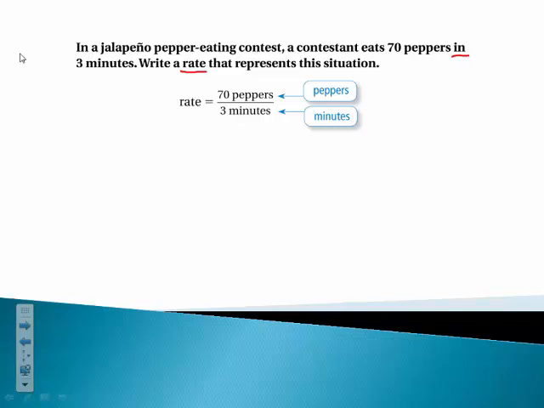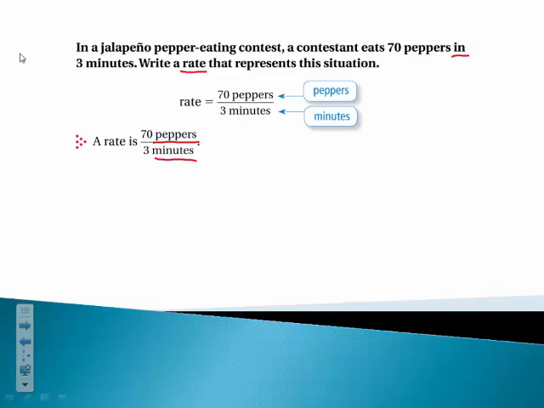So please don't try to memorize all the different words that your fraction bar is. Just think about, how would I say this in a sentence? I could also say 70 peppers for 3 minutes, but that doesn't make as much sense as 70 peppers in 3 minutes. And so your rate is 70 peppers over 3 minutes, and that's it. But what's also important is, because rates have 2 different units, it's important that you say what your units are. In this case, our units are peppers and minutes. 2 completely different units, so you have to write it. Okay, so that's it. It's very, very simple.